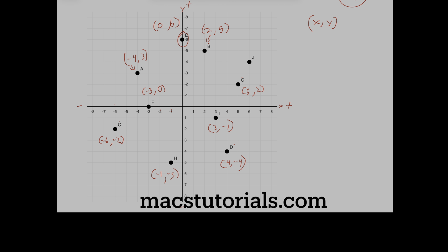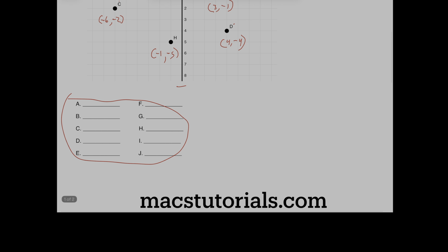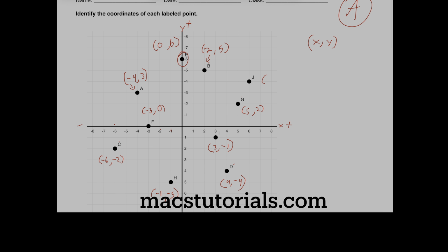And then J, and I believe that's it. I don't see a K around here, so I think J is it. How about the answer key? Yep, we're going to stop at J. What is the x value of J? That's going to be a +6. And what is the y value? That's going to be a +4. So take a look at that. See if you got the same answers.